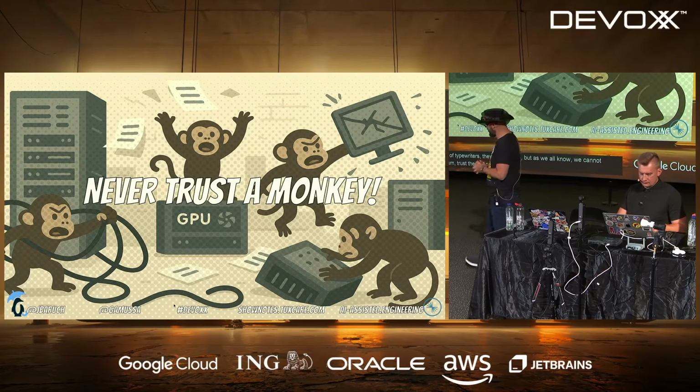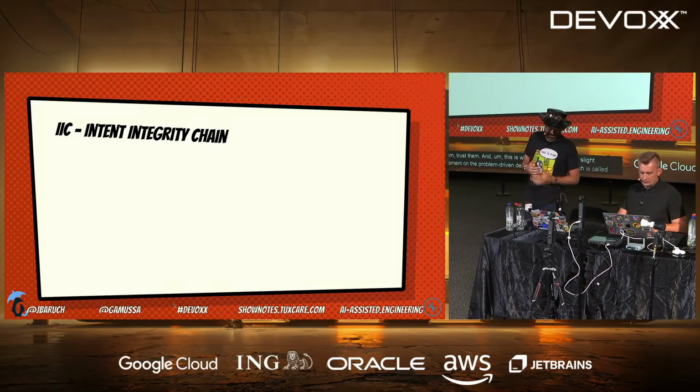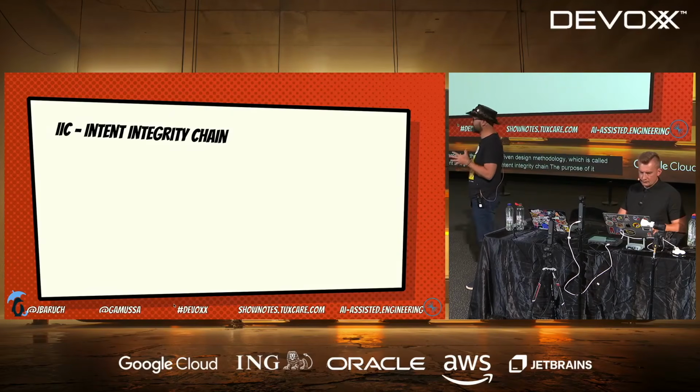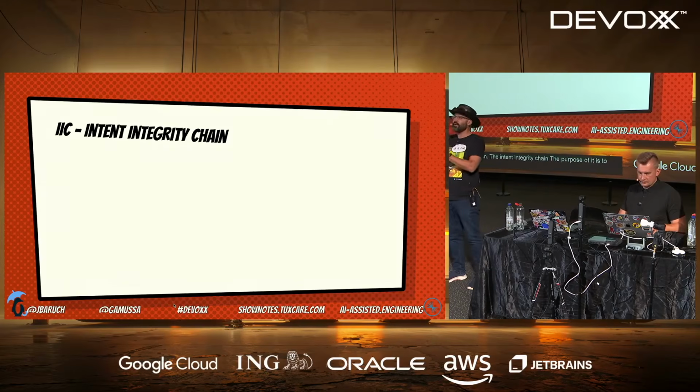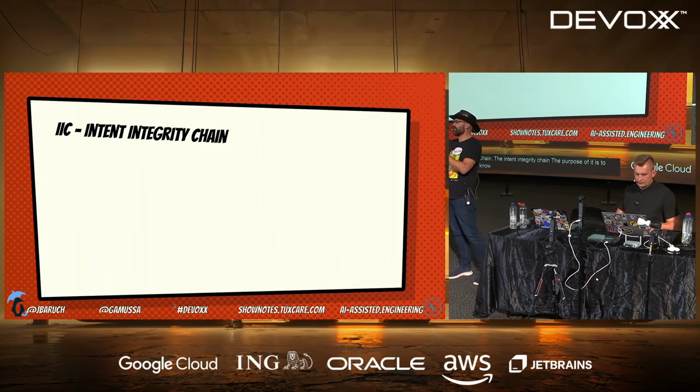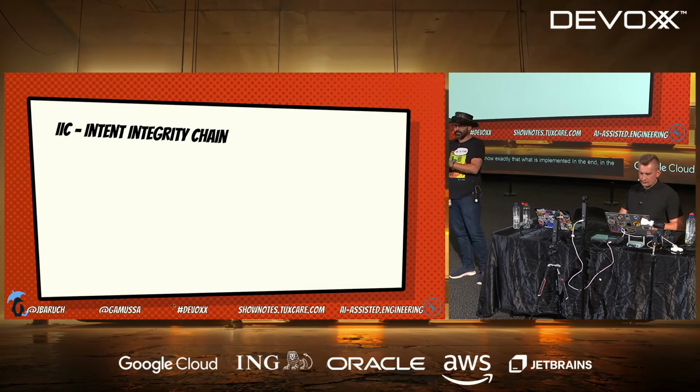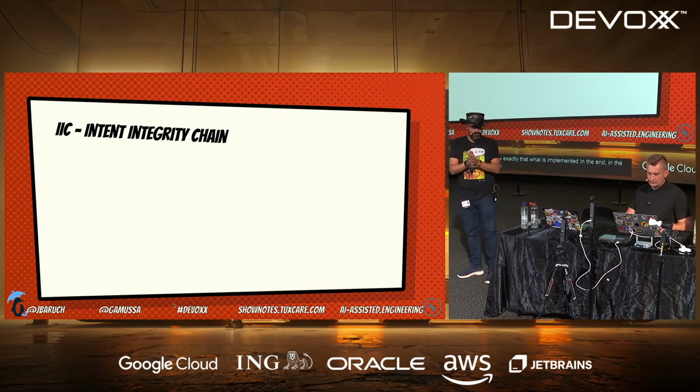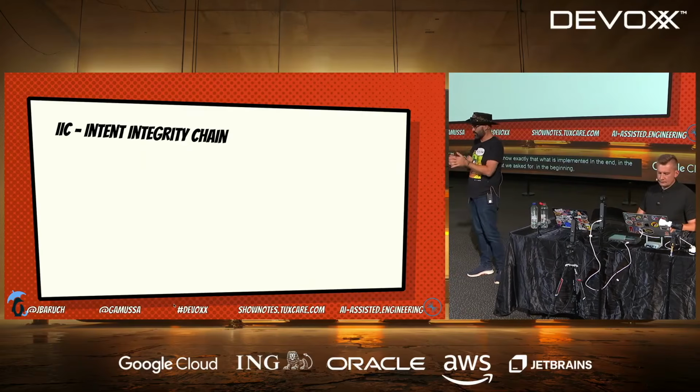And this is why we came up with a slight improvement on the prompt-driven design methodology, which is called the intent integrity chain. The purpose of it is to guarantee that we know exactly that what is implemented in the end in the code is exactly what we asked in the beginning in the original prompt. That was our intent.